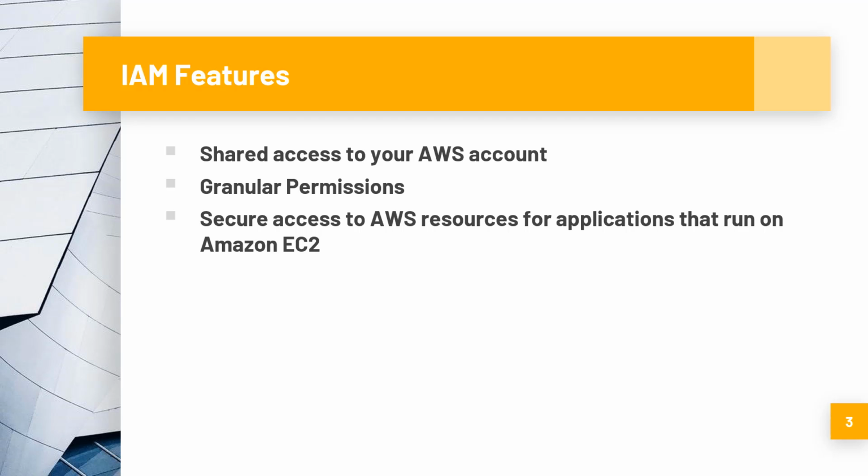Secure access to AWS resources for applications that run on Amazon EC2. So there are two ways that you can allow your applications to access resources. One of them is you can give them the access key and the secret key. And the other way is that you can assign IAM roles to your EC2 instances. And this allows the applications to access the various AWS services that you have defined. We will look into this in depth when we start the Amazon EC2 part of our course.